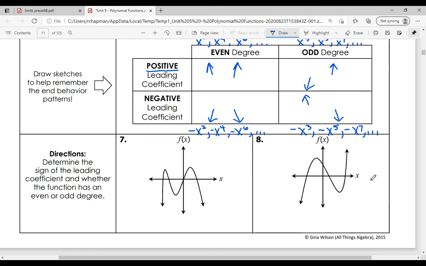Okay, so graphically, I don't care about all the little waves and stuff. I've got two endings that are both pointing down. Would that be even degree or would that be an odd degree? Even.